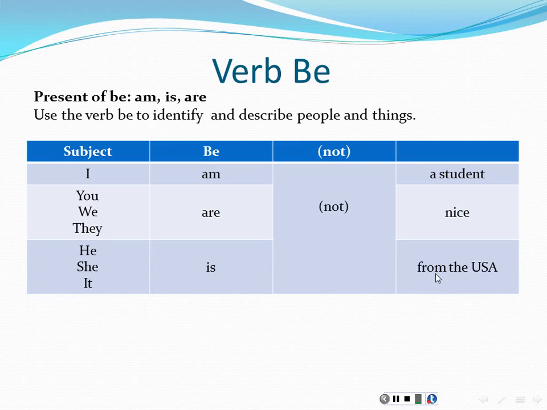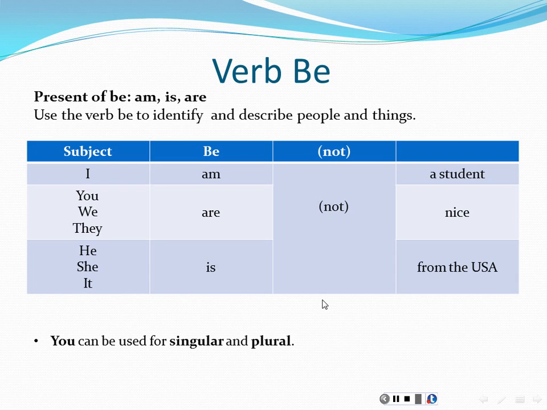Maybe you are talking about Ford. Maybe a Ford car. It is from the USA. So it comes from the USA. If we want to make it negative again, he is not. So he is not from the USA, she is not from the USA, it is not from the USA, maybe it is from China. Not from the USA, it is from China.